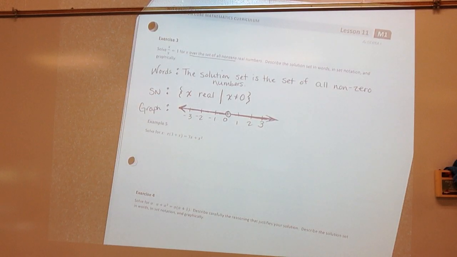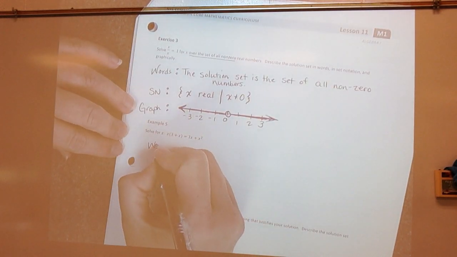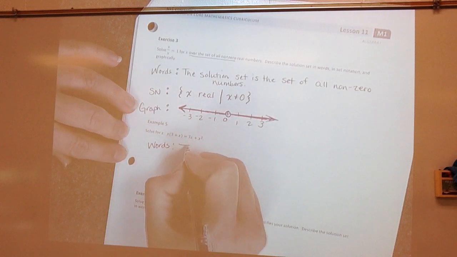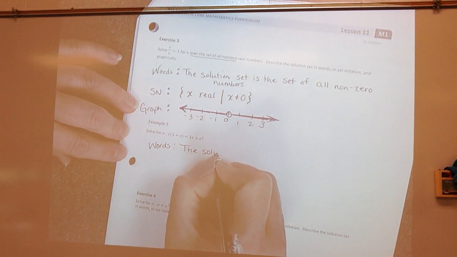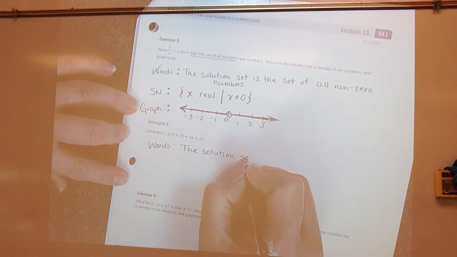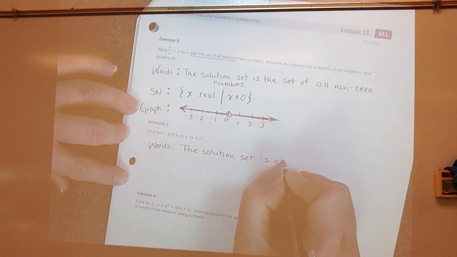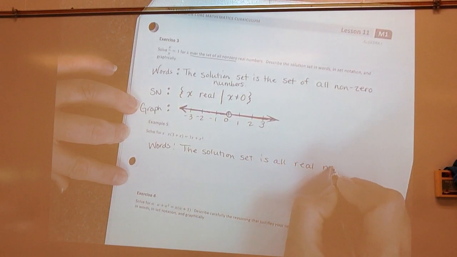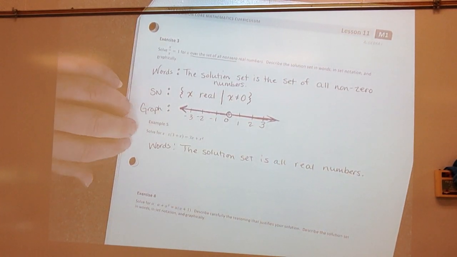Okay, so it's awkward to express the set of all real numbers in set notation. So here's what we actually do. We actually have a way that we write this. So let's look at this. Words: the solution set is all real numbers. In other words, it does not matter what I put in there, 0 included.